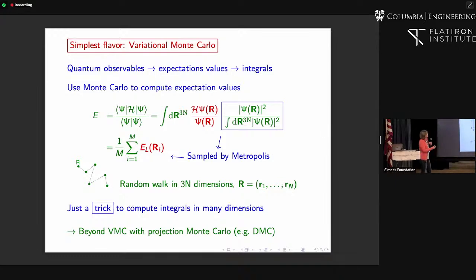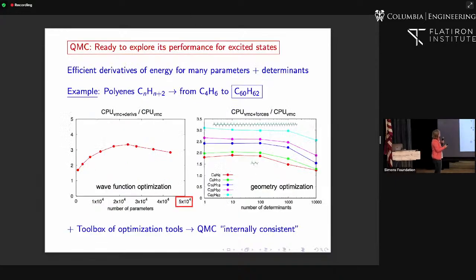So why quantum Monte Carlo now for excited states? Overall, I think real-space QMC is in a better position than it was, let's say, 10 years ago. There has been lots of progress, and we have been part of this process. What we can do now is compute efficient derivatives of the energy with respect to many parameters, also in the presence of multi-determinants.